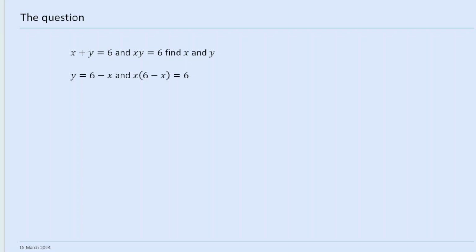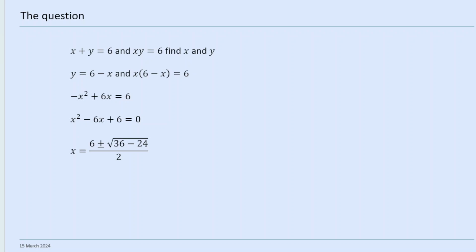So if x plus y is 6, then y equals 6 minus x. We substitute that in the product to get x times (6 minus x) equals 6. Multiply out the left-hand side: minus x squared plus 6x equals 6. Rearrange that: x squared minus 6x plus 6 equals 0. Use the quadratic formula: x equals 6 plus or minus root 36 minus 24, over 2. 36 minus 24 is 12, and root 12 is root 4 times root 3. Root 4 is 2, so we can cancel that to get x equals 3 plus or minus root 3.